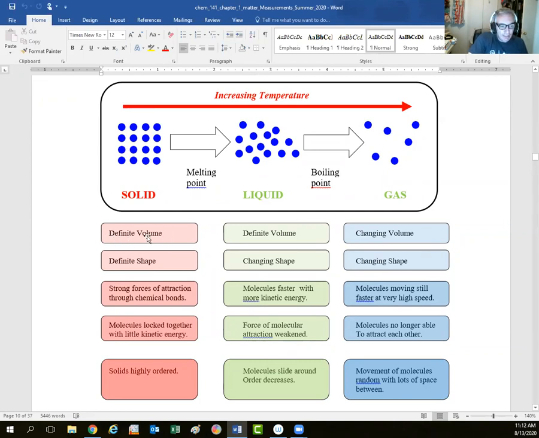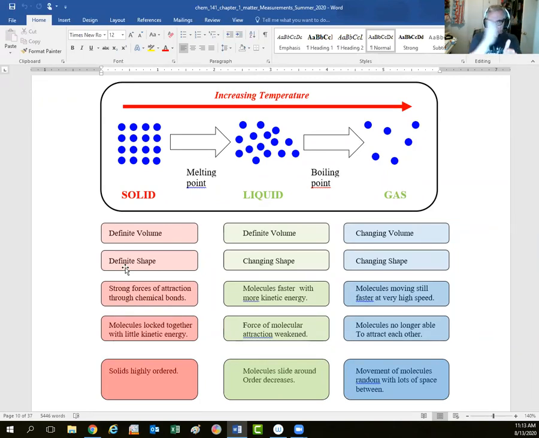Solids have a definite volume. They also have definite shape. Like a cube, wherever you place the cube, it is going to have the exact same shape and the exact same volume because the molecules are not really moving. Now there is some movement, but it's on a micro scale level.